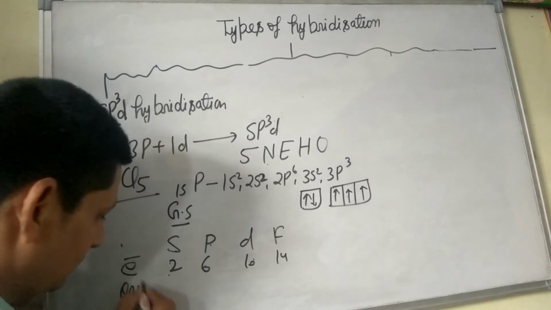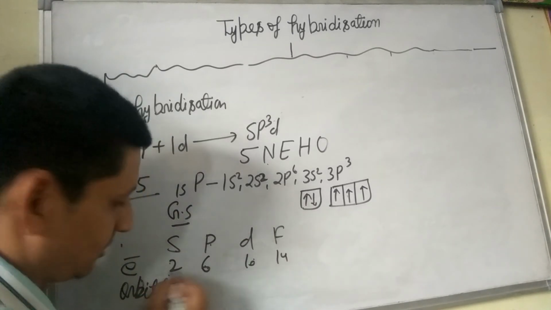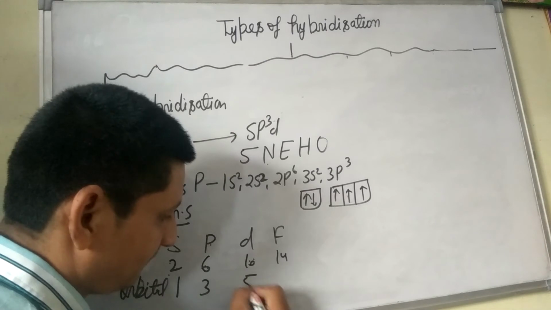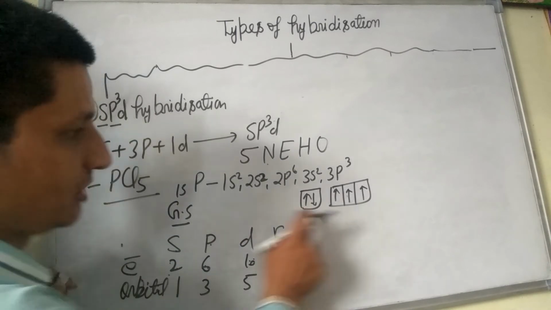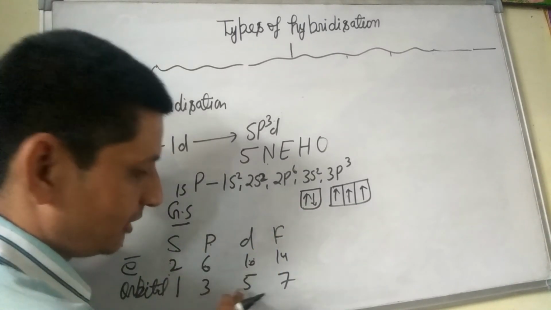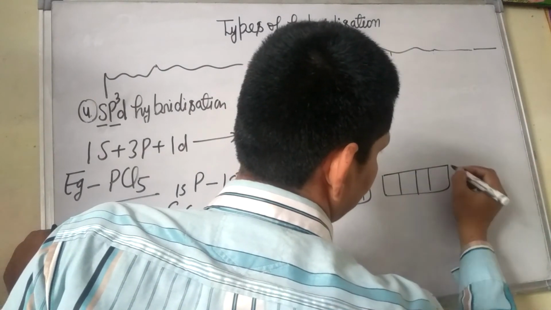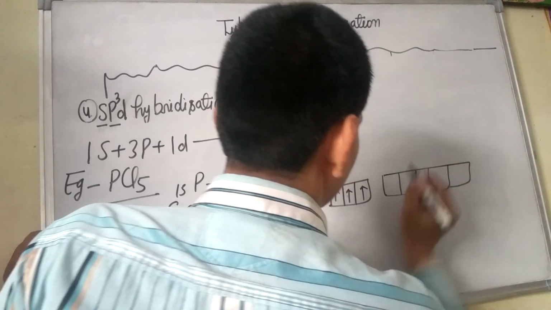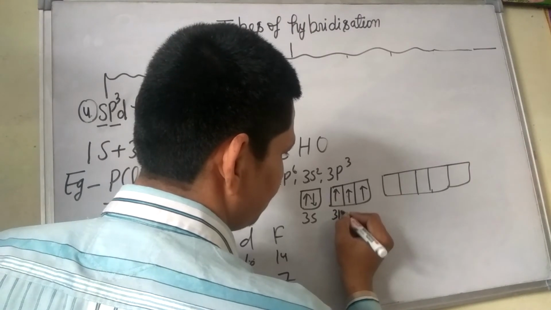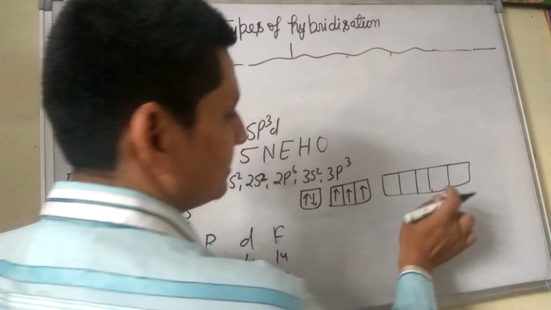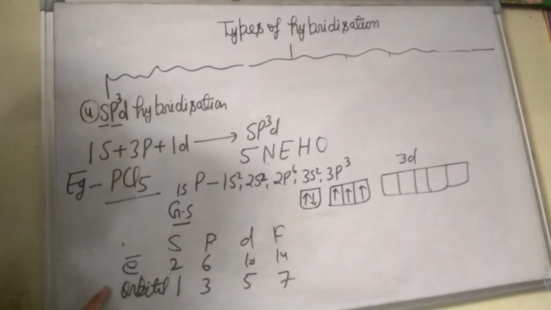Now orbitals are half of the electrons: half of 2 is 1, half of 6 is 3, half of 10 is 5, half of 14 is 7. So in case of S, orbital is only 1. In case of P, orbitals 3. In case of D, orbitals 5. Here the D orbital is empty. This is the S orbital, 3s, this is the P orbital, 3p, and this is the D orbital, 3d. So this is the important point you have to know.